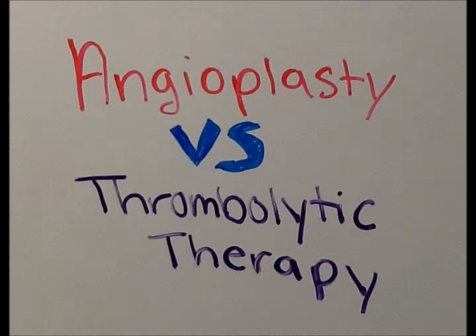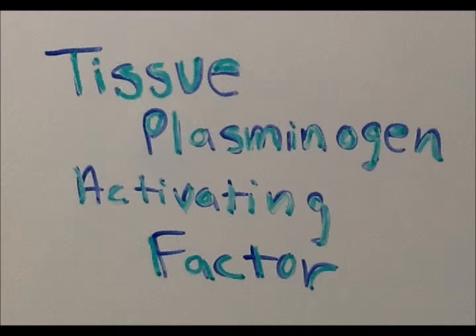In order to effectively treat a blood clot, there are two common approaches: angioplasty and thrombolytic therapy. Thrombolytic therapy is using medication to break up blood clots instead of a more invasive method. Tissue plasminogen activating factor, or TPA, is the most common thrombolytic medication, used to dissolve blood clots and reopen clogged arteries. Streptokinase, reteplase, and tenecteplase are other examples of this type of medication.